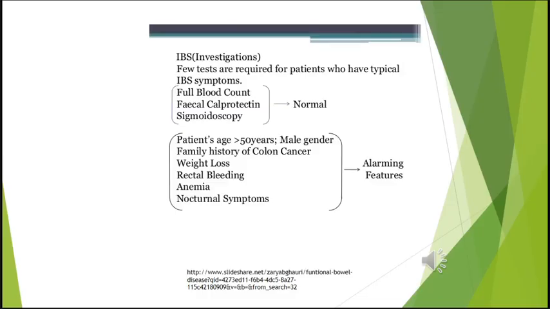It becomes a little bit alarming if they're suddenly getting an onset of abdominal pain and changes of stool if they're over 50 years. In the male, you're really looking at history of colon cancer, but also female as well. Do they have weight loss, rectal bleeding, anemia, or nocturnal symptoms? In other words, are they being woken up at night with this? That's when we need to not write this off as a typical IBS experience, but really investigate further.